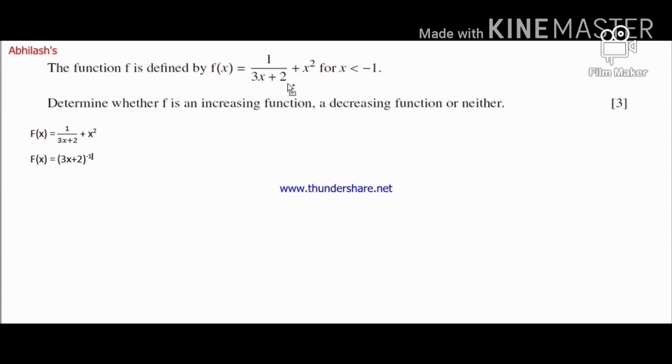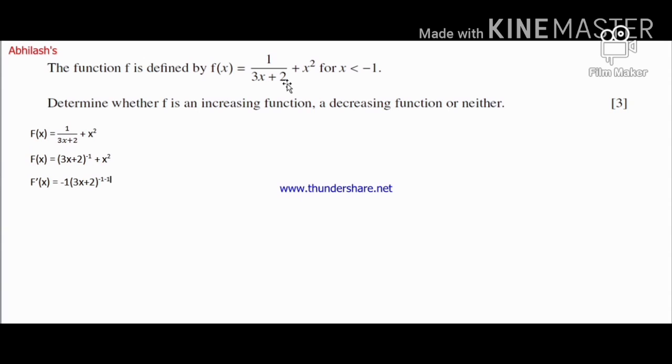And as it is not in the standard form, we need to convert 1 by 3x plus 2 into the standard form as 3x plus 2 the whole raised to minus 1 plus x square. Now find the first derivative of this function as f dash x, because for increasing or decreasing function we need f dash x. Actually we need to use the chain rule for this, but we are using it directly.